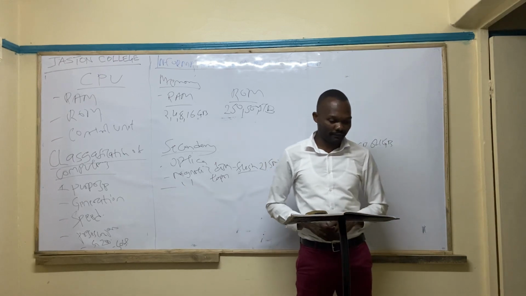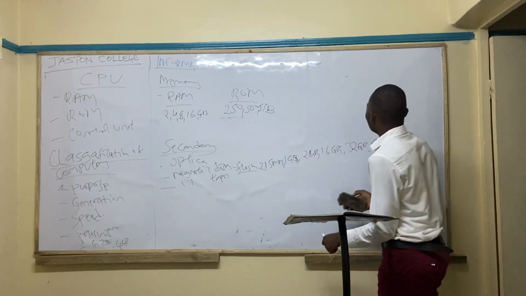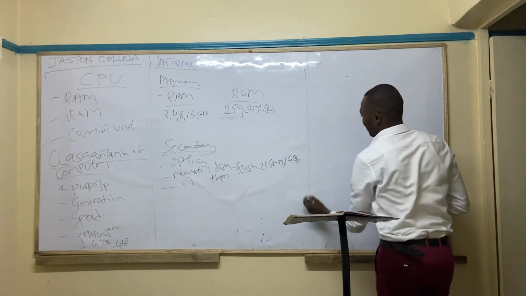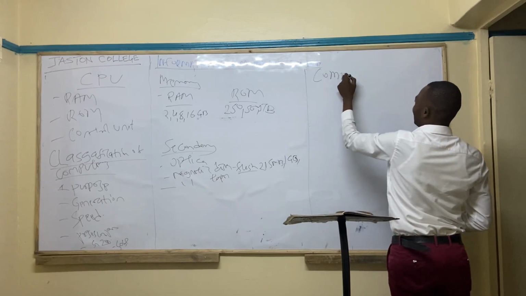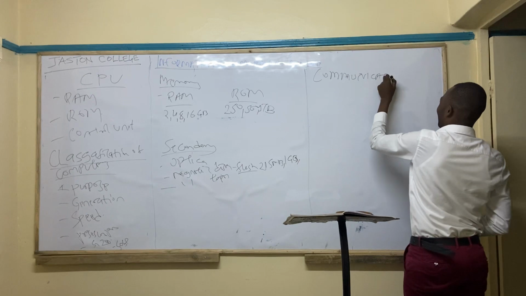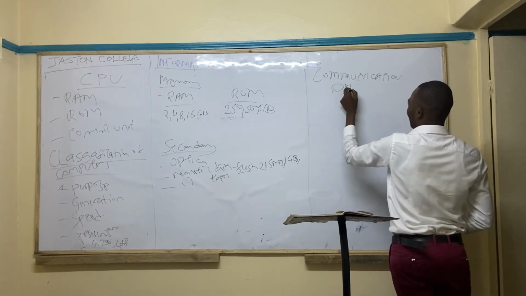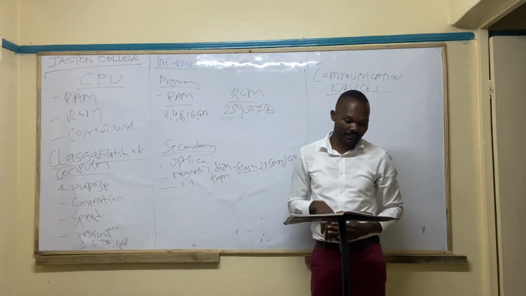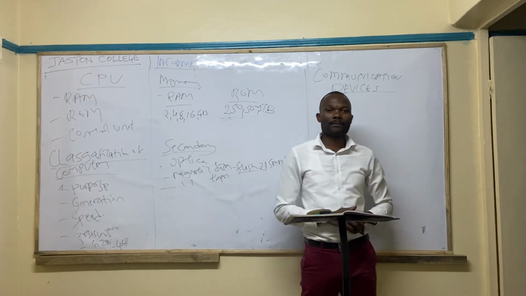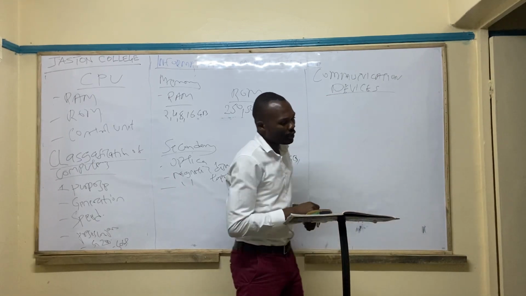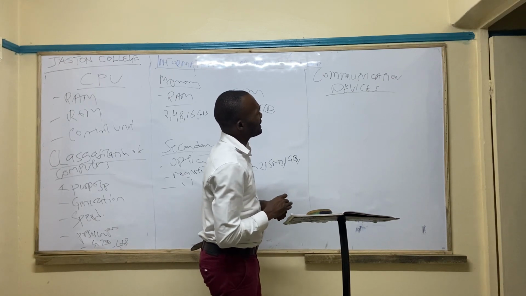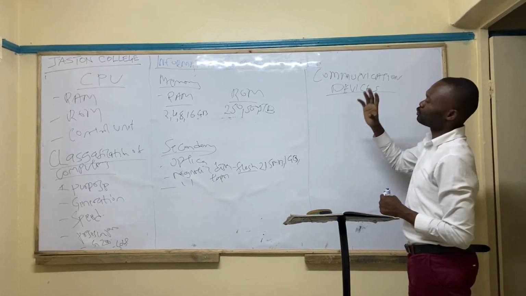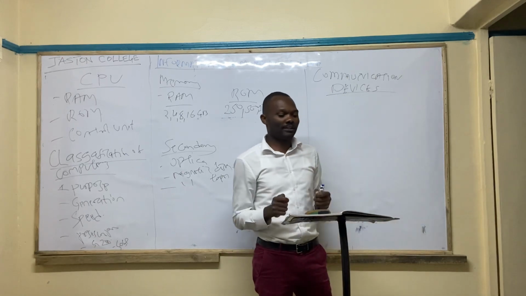So then we have communication devices. What are communication devices? Communication devices are gadgets that are used to pass information from one end to the other.